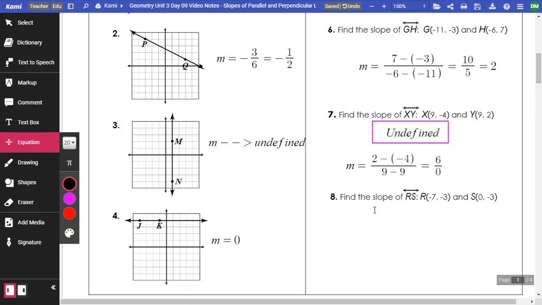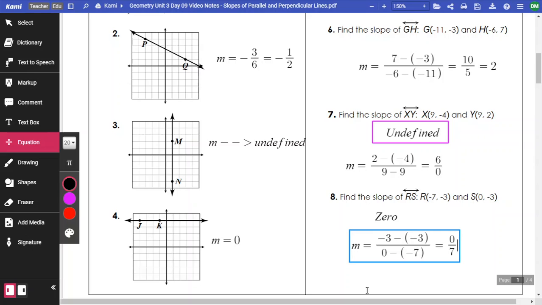And we're going to end up with a 0 slope here, because if you look, the y value does not change. This is going to be a horizontal line, but let's actually put it out there and do it. So our y value is negative 3 minus a negative 3, and our x value is going to be 0 minus a negative 7. So this is equal to 0 over 7, which is equal to 0. So that is a horizontal line.